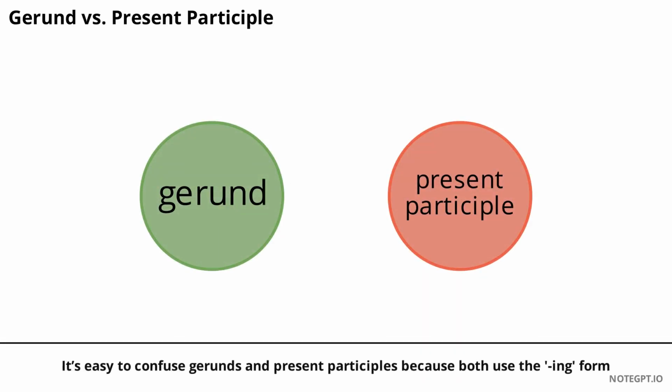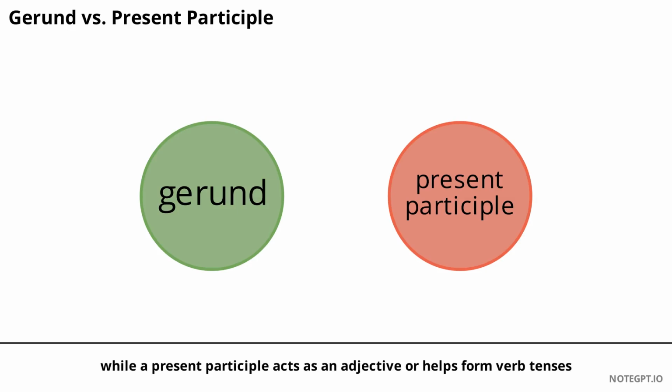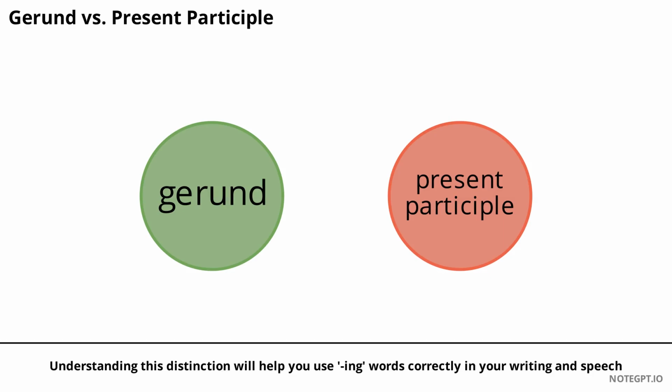It's easy to confuse gerunds and present participles because both use the "-ing" form. However, their roles are different. A gerund acts as a noun, while a present participle acts as an adjective or helps form verb tenses. For example, in "Swimming is fun," swimming is a gerund, the subject of the sentence. In "the swimming child," swimming is a present participle describing the child. Understanding this distinction will help you use "-ing" words correctly in your writing and speech.